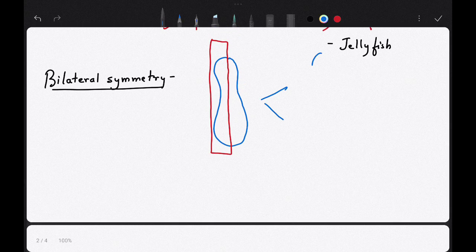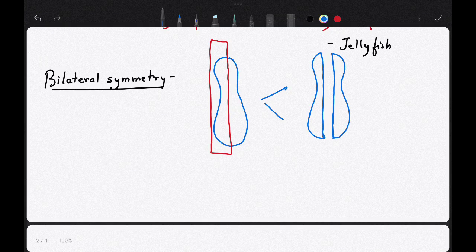One portion will look like this, and the other portion will look like this. So these are similar left and right halves. Through the longitudinal plane you have divided this organism into two equal parts. Now this type of symmetry is mainly found in higher organisms. This is also found in Platyhelminthes.